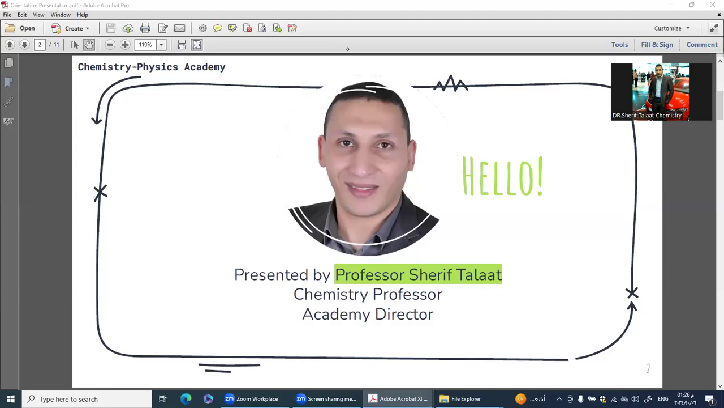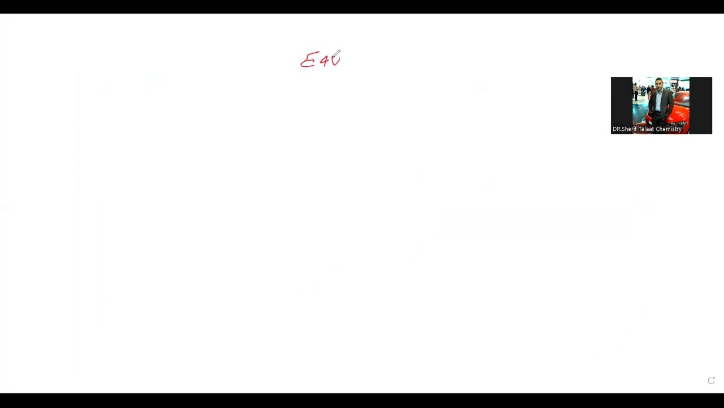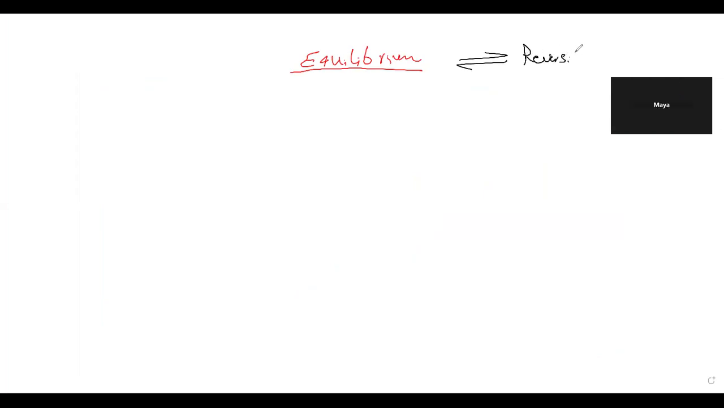Chemical equilibrium. What was meant by equilibrium? In equilibrium, it refers to the reaction proceeding in two directions, so it is reversible. Reversible means it proceeds in two directions, forward and backward reactions.